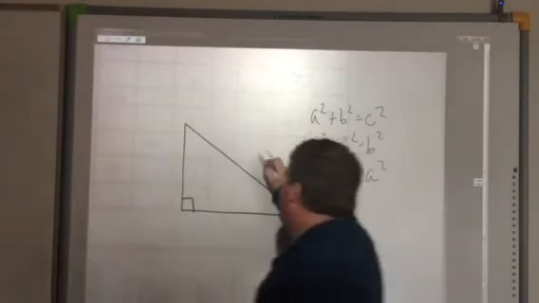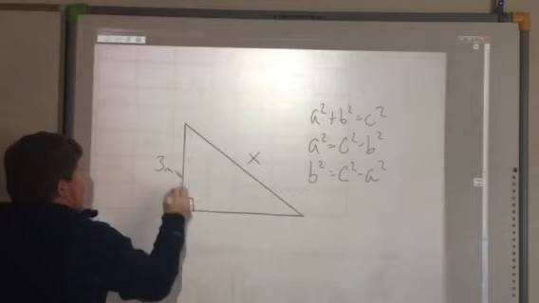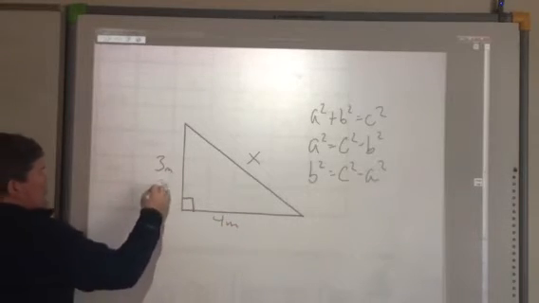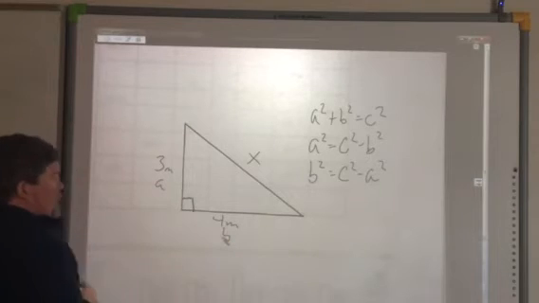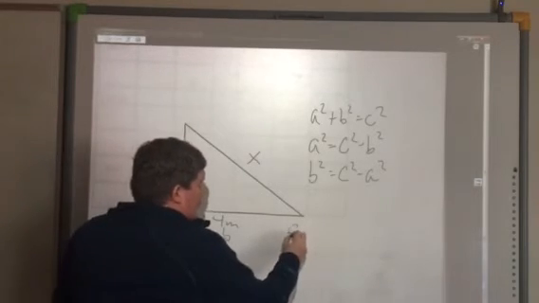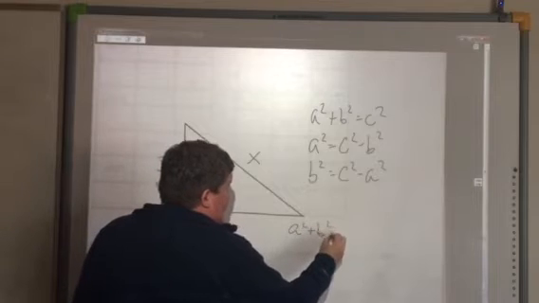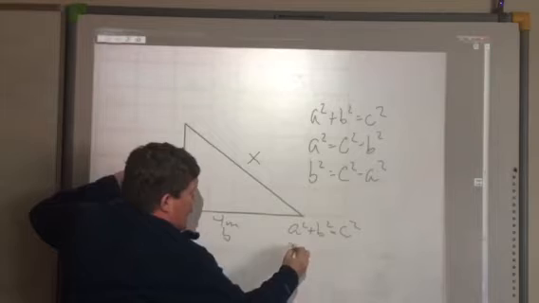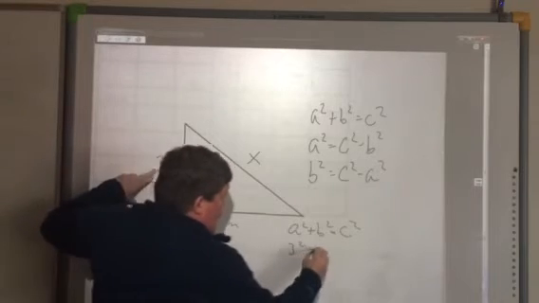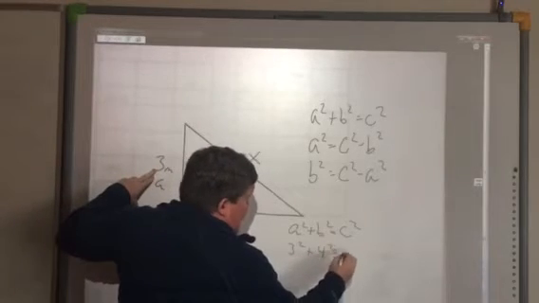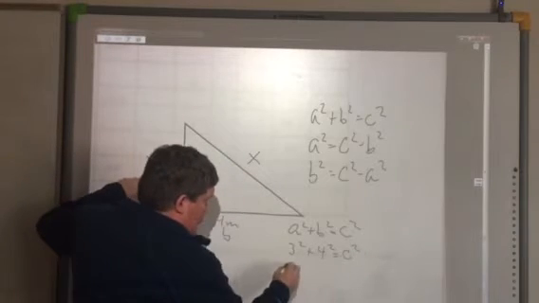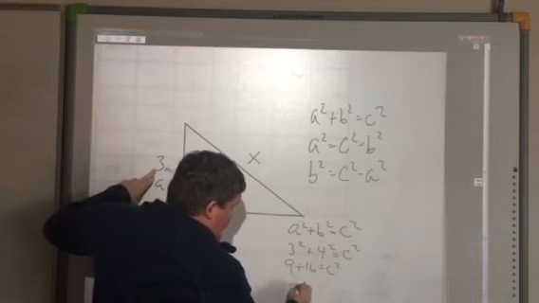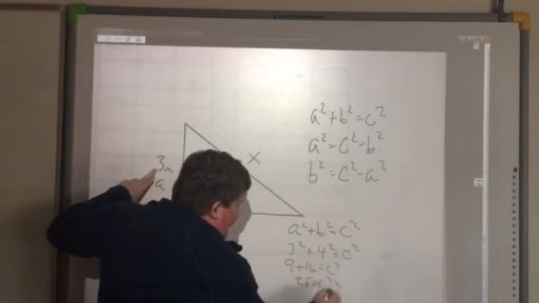So if we're solving for c, I have 3 meters, 4 meters. So they give us a and b. So we're going to use a squared plus b squared is equal to c squared. So a is 3, 3 squared. B is 4, 4 squared is equal to c squared. So 9 plus 16 is equal to c squared. 25 is equal to c squared.